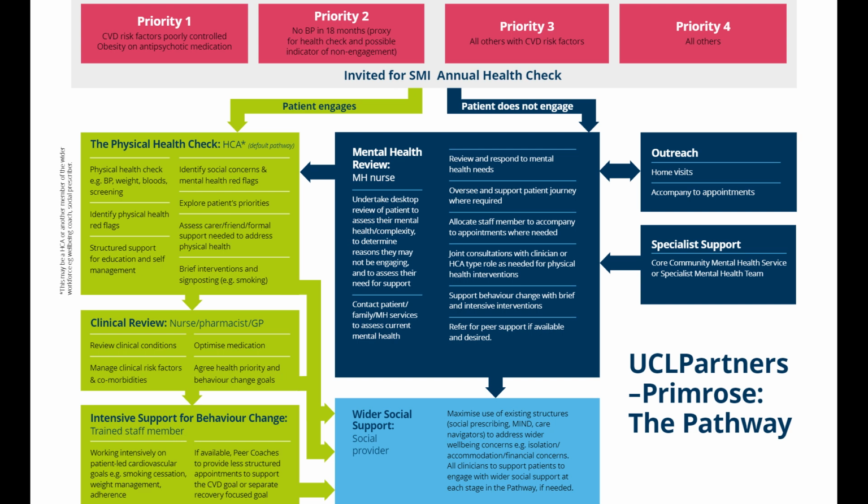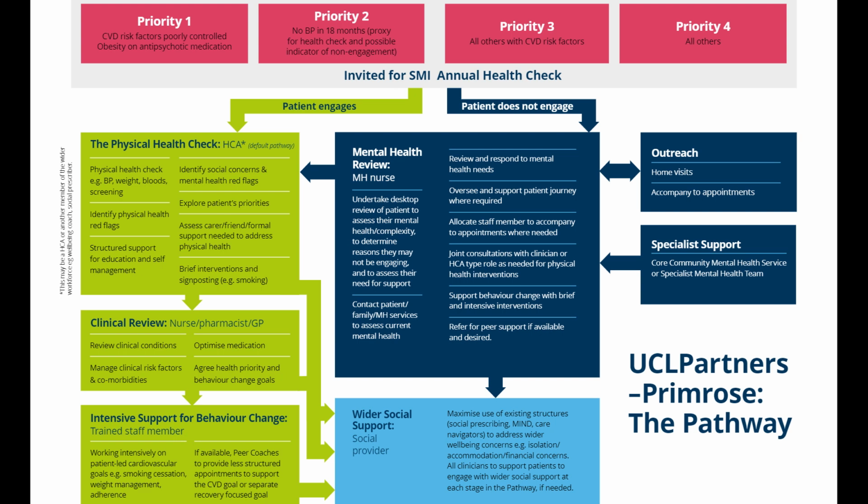So once you've run your search, you invite people for their health check, and if they engage, we're going down the left-hand green side of the algorithm. I'm pretty confident that that's green. So the physical health check is undertaken. This may or may not already have been done, or elements of it, but we provide some materials to HCAs or other professionals doing the health check about how to do it with a view to working specifically with people with severe mental illness. They then have the clinical review.